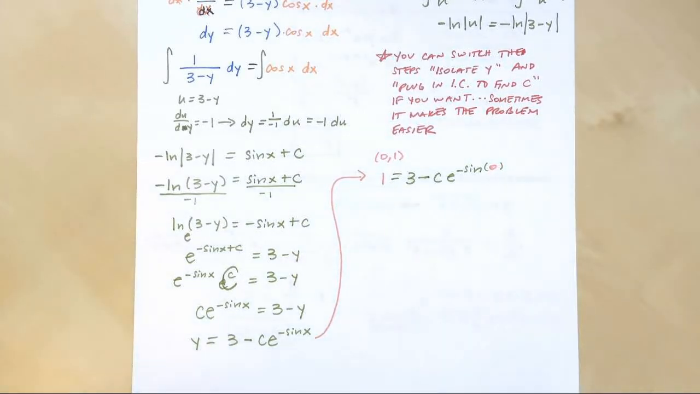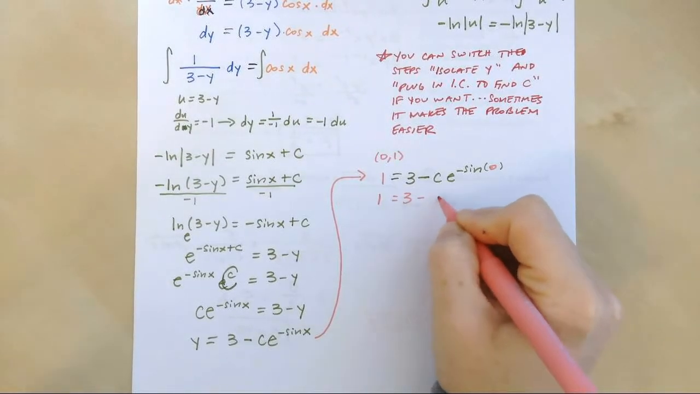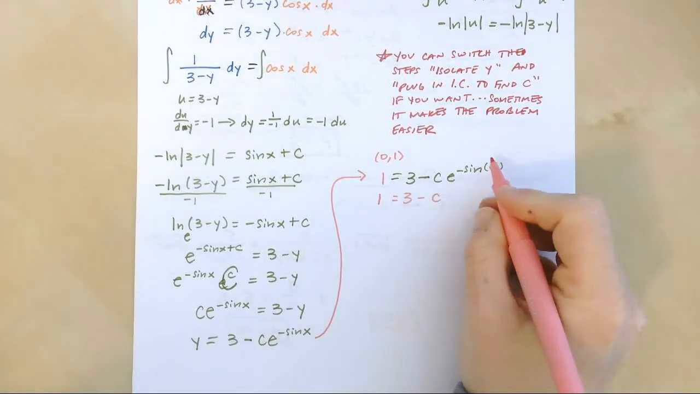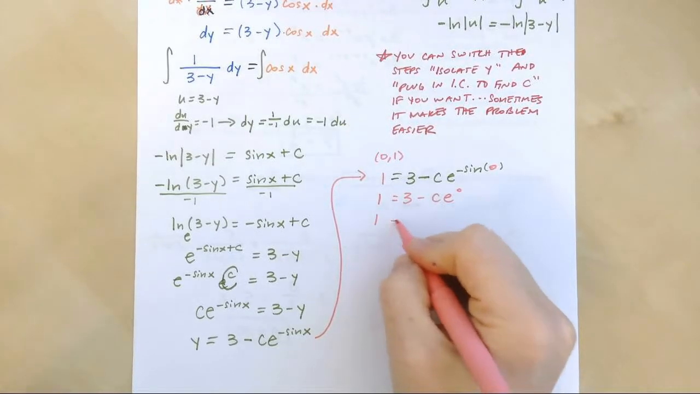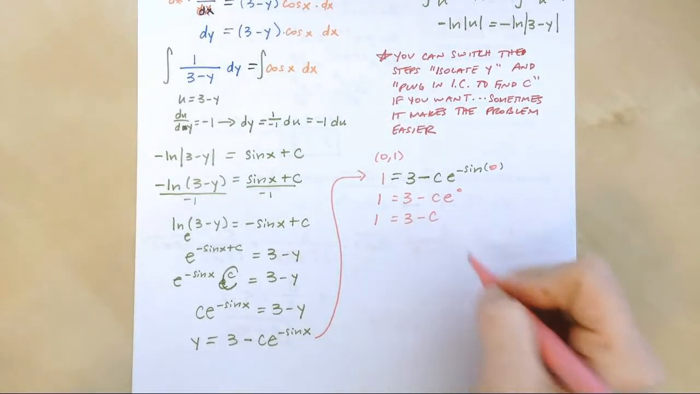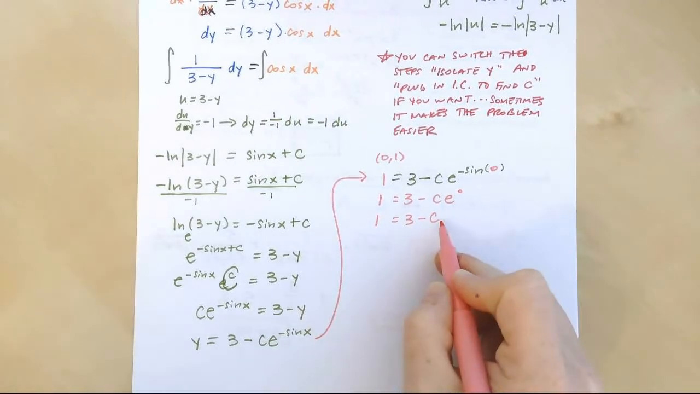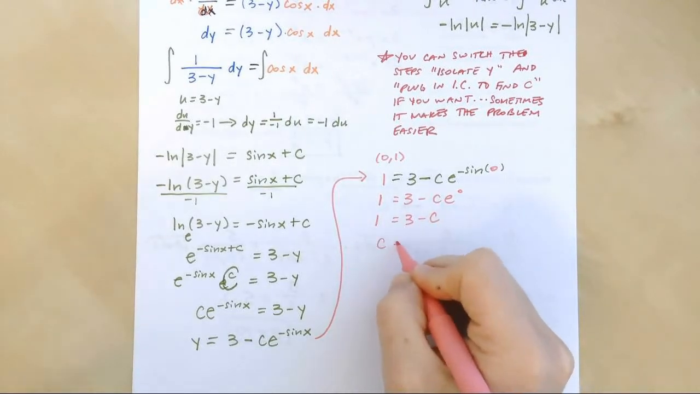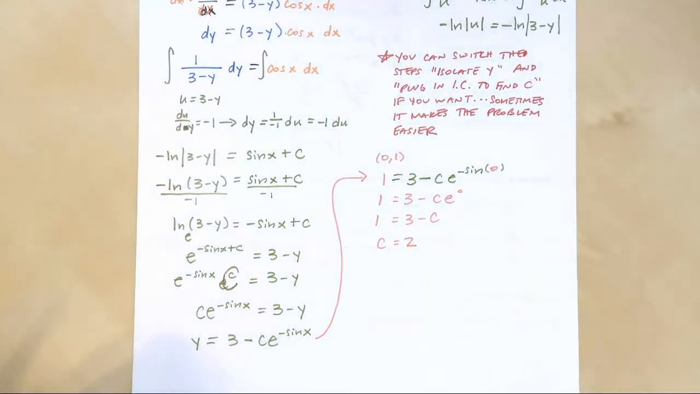Okay, let's continue to solve. Or simplify: 1 equals 3 minus c. Sine of 0 is 0, so we have e to the 0. Cool. So 1 equals 3 minus c, since e to the 0 is 1, so we just have c here. And then I'm going to add c over here and subtract 1 over here at the same time. So we have c equals 3 minus 1, which is 2. Awesome. And we are so close to being done.